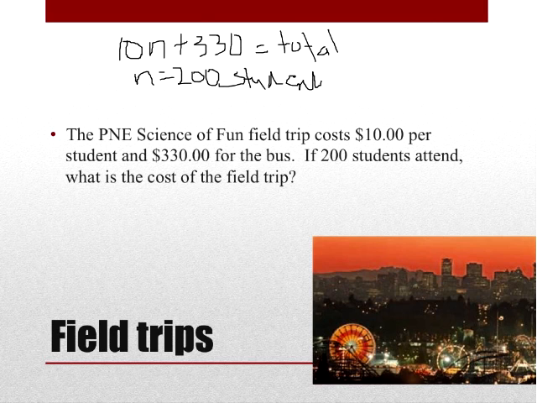I try for writing. Oh, my writing's no better. So 200 students. So then we do 10 times 200 plus 330. Now notice I leave my dollar signs out for the calculation. So we know using BEDMAS, because we learned that earlier in the year, that we do the multiplication and division first. So that's $2,000 for kids.